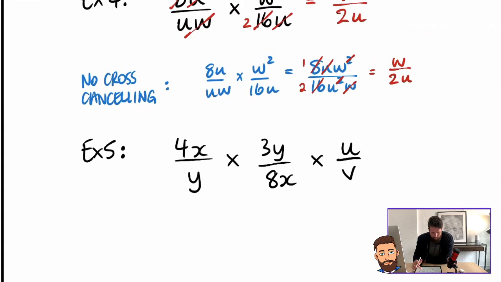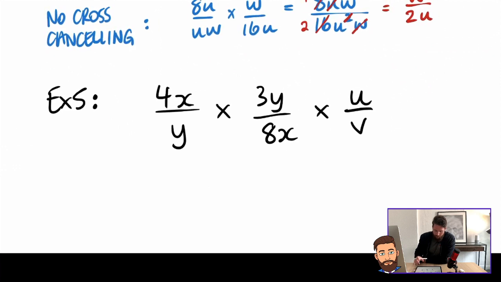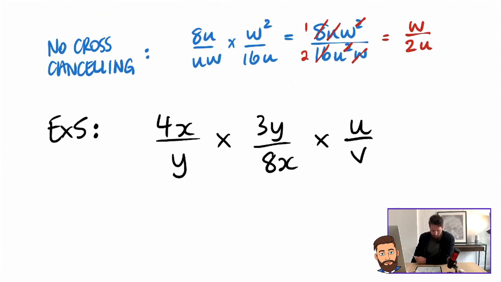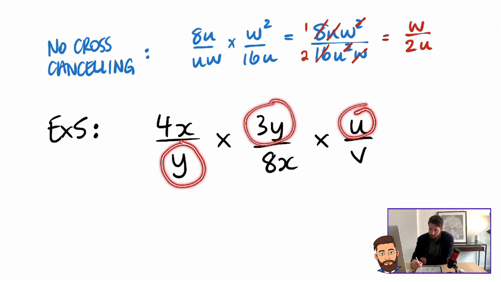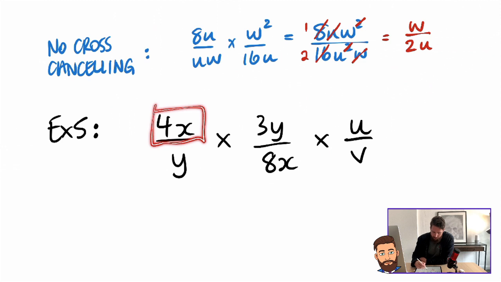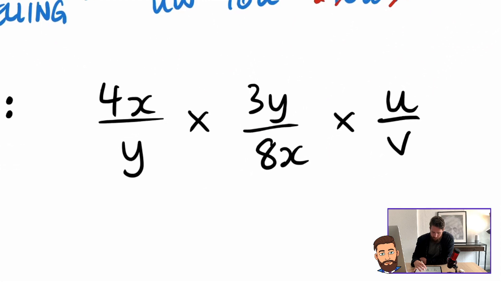Okay, moving on to example 5. Here we've got 3 algebraic fractions being multiplied together. So we can check the diagonals of those two, much like we can check the diagonals of these two, and we can see if we can cross-cancel. Well, this 4 and this x, I can spot, they could be cancelled. The cross-cancelling method, they can be cancelled.